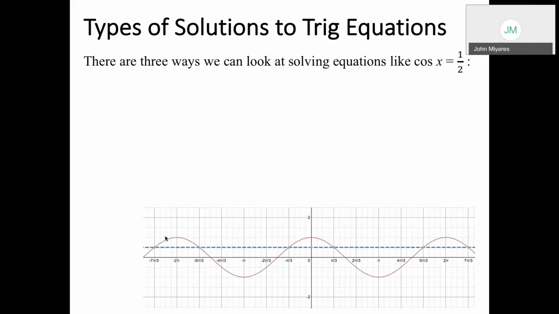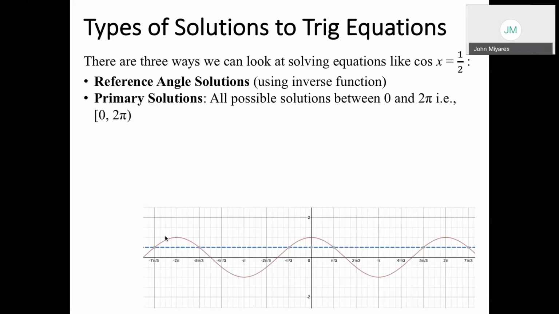The first thing we can do is look at it from the reference angle perspective by using the inverse cosine. In this case, we know the inverse cosine of 1/2 is 60 degrees, so 60 degrees is definitely going to be one of the solutions.